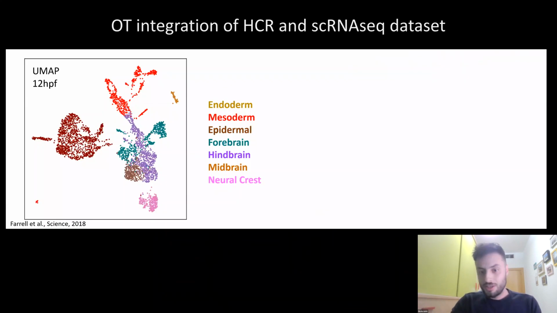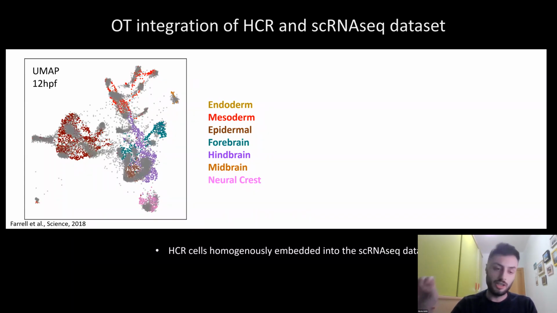So we decided to use, as I mentioned in the beginning, a dataset of single cell RNA sequencing that was already published. This is a dataset of 12 hours post-fertilization cells from zebrafish. It's a very rich dataset. It contains approximately 5,000 cells that are already classified and annotated into different tissue types in the 12 hours post-fertilization embryo. And then when we mapped our cells from HCR images purely based on our 14 marker genes, we observed that these cells essentially distribute on this 2D space.